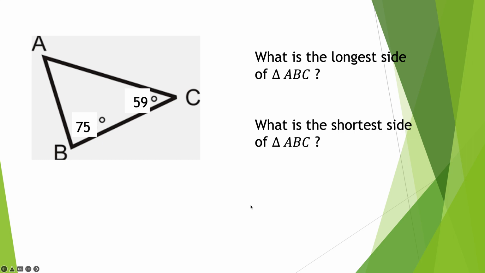What is the longest side of triangle ABC? What's the shortest side of triangle ABC? So the longest side is going to be across from the biggest angle. Now, that's going to be AC, because if I add 75 and 59, I get 134, and 134 from 180 leaves 46. So angle A is only going to be 46. Since angle A is 46, the shortest side is going to be BC.